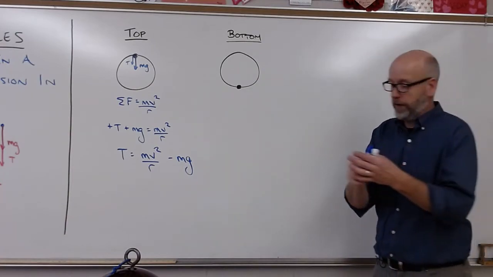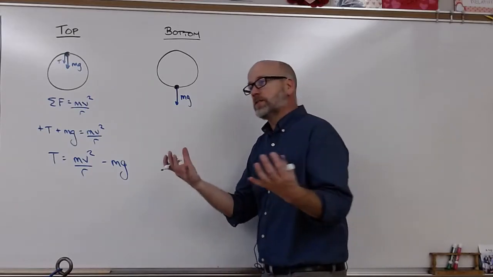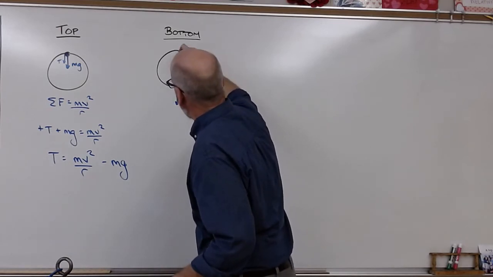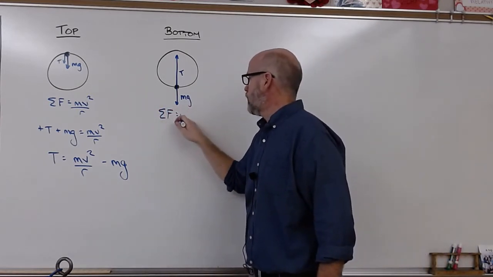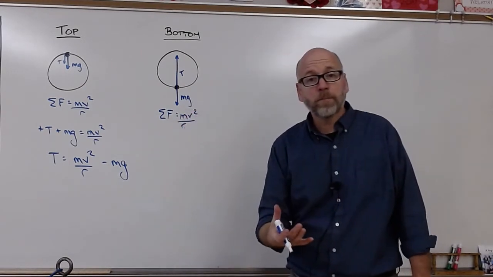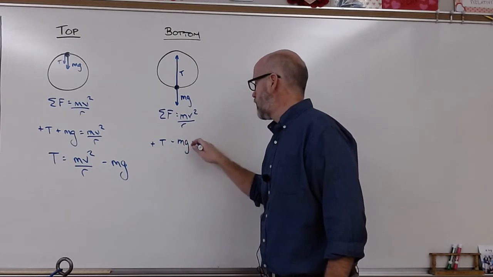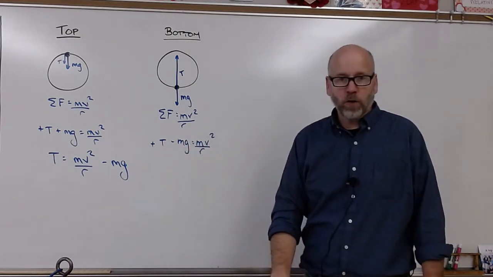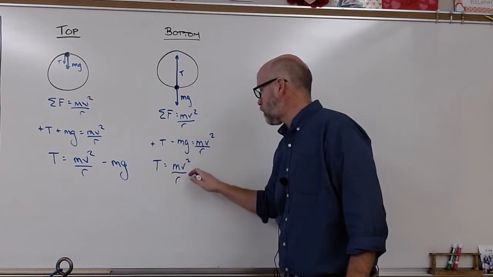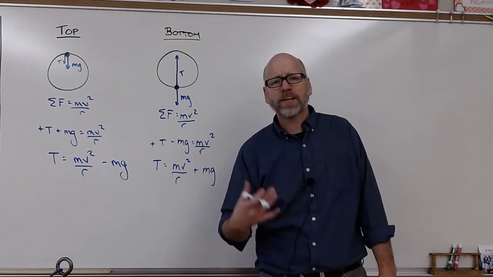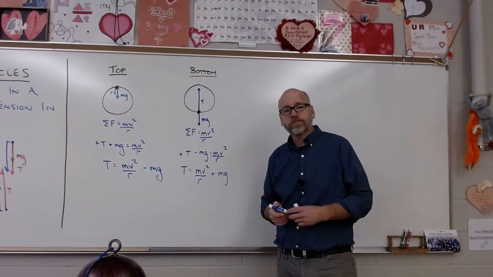Now, when we're at the bottom of a swing, we're going to have mg down. If the speed, let's say 5 meters per second, was the same at both the top and the bottom, then the tension has got to be much greater. So the sum of the forces is going to cause the mass to go in a circle, but this time, when I sum up the forces, it's going to be plus tension minus mg causes the mass to go in a circle. So now when I solve for tension, I get mv squared over r plus mg. Here's the thing. Now tension is not only causing it to go in a circle, but it's also supporting the weight. And that's what's different.